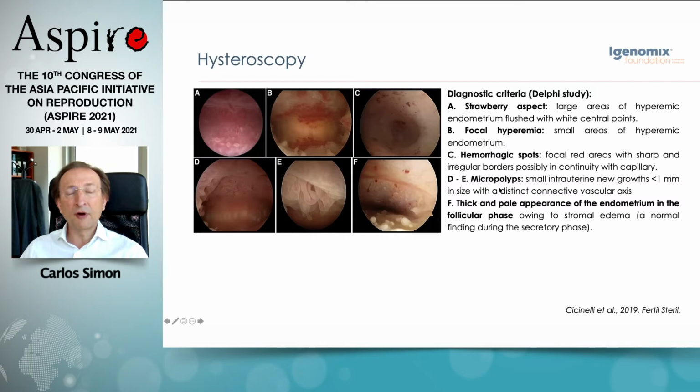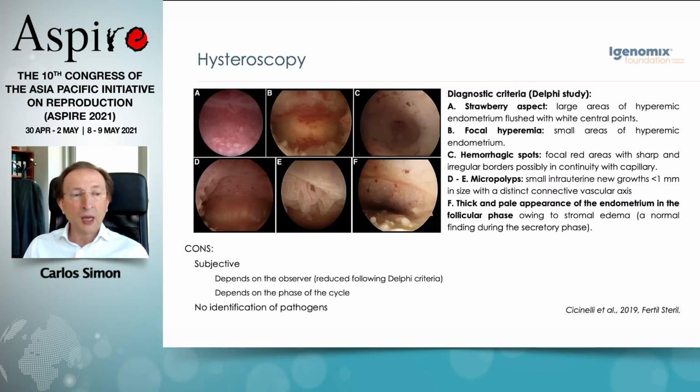And you can see this in the Delphi study, in a very nice and rich description of those images, pretending that with that you can just say, okay, this is an endometritis here. But again, the con of this is that it is a subjective technique. It depends very much on the observer, which means on the experience of the observer, and also depends on the phase of the menstrual cycle, and does not allow at all to identify a specific pathogen that should be upstream as the cause of chronic endometritis.